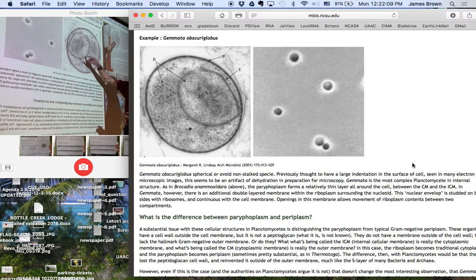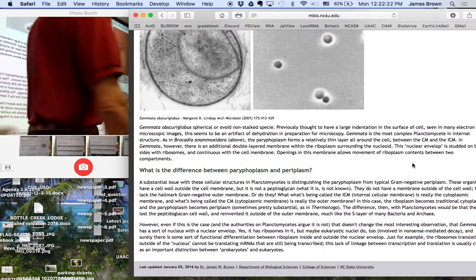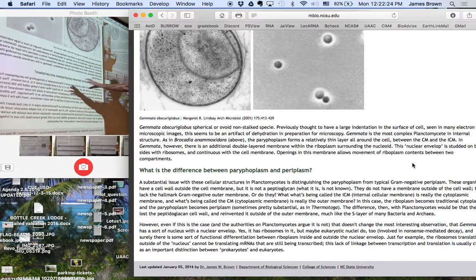Probably better to think of this thing as analogous, not homologous, but analogous to endoplasmic reticulum in this organism, rather than nuclear envelope. And so here's this discussion about, what's the difference between peripheral plasm and periplasm? Is this space between the inner cell membrane and the cell membrane really just the same as a periplasm in another organism? The function of this inner cell membrane is really not clear at all.